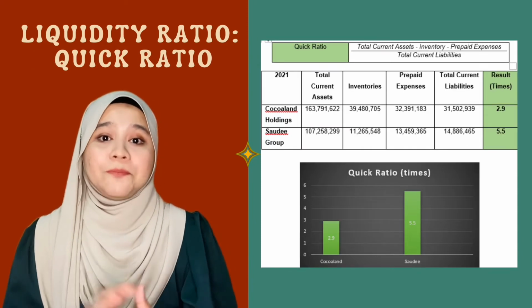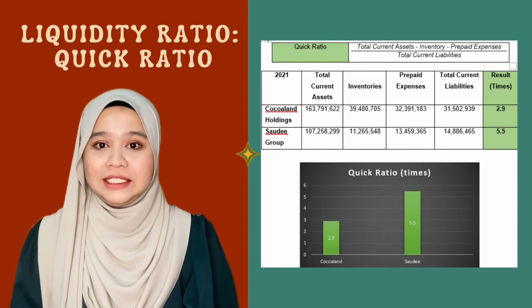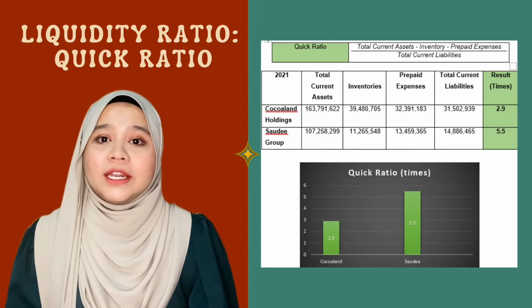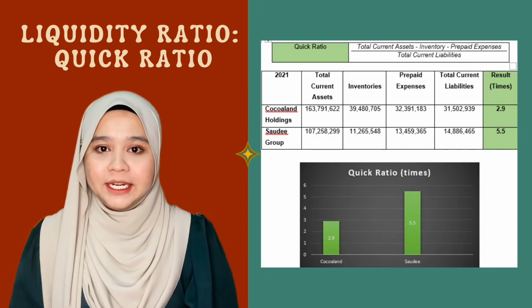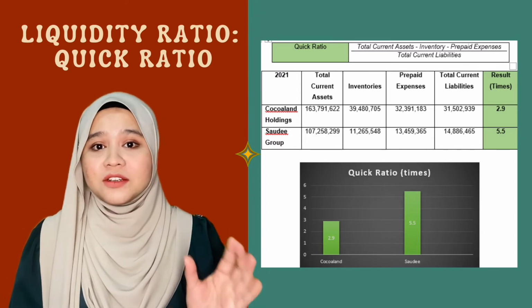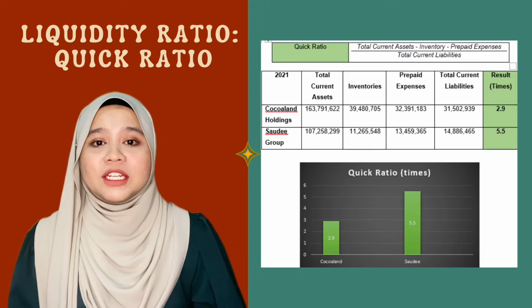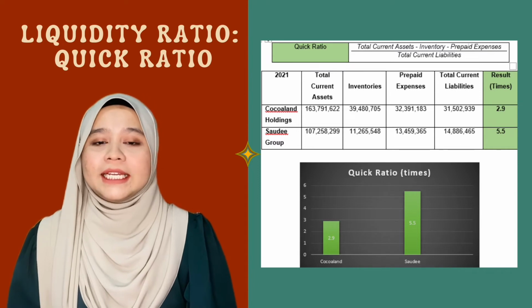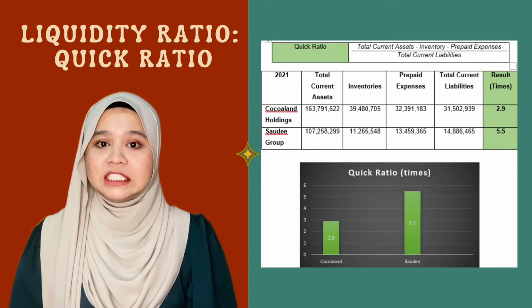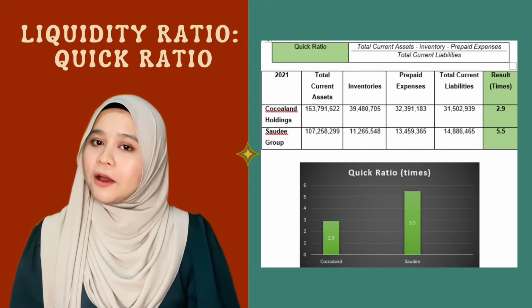Coqualand Holdings appears to have a lower quick ratio than Saudi Group Berhad, with 2.9 times. A low quick ratio might put the company at risk since it does not have enough current assets to meet short-term debt except for the inventories. This also shows that the company's short-term viability is based mostly on effective stock turnover.